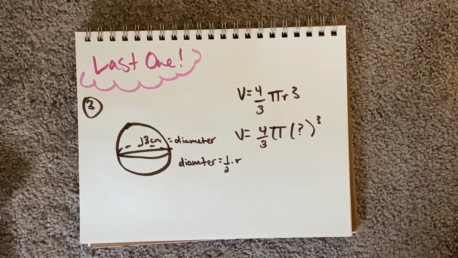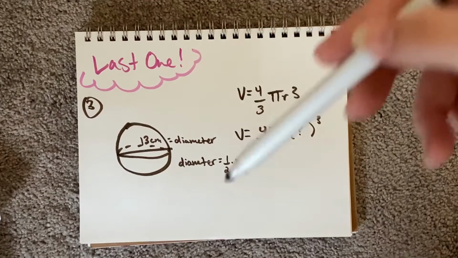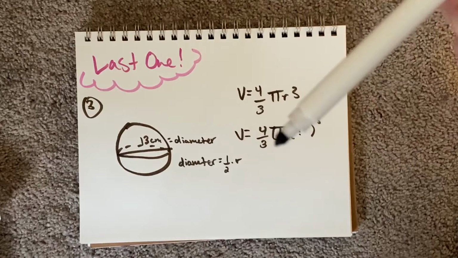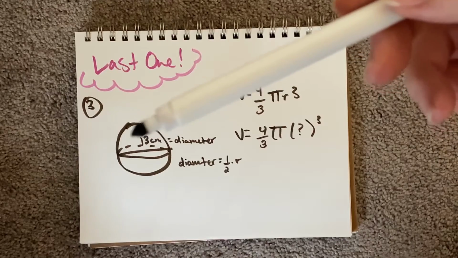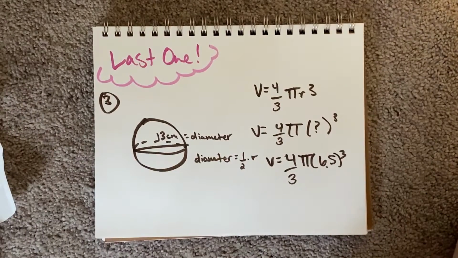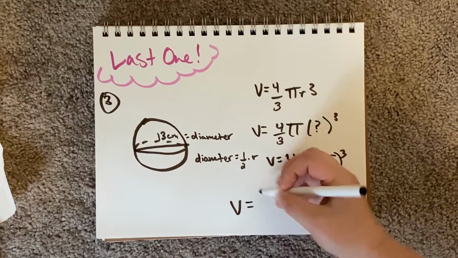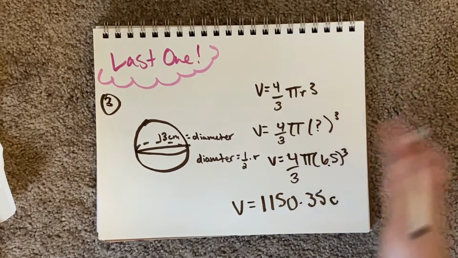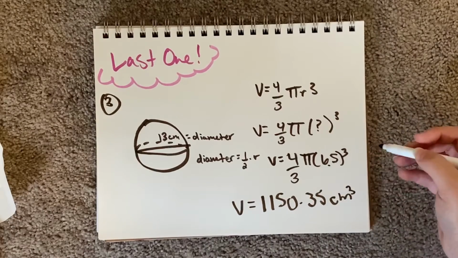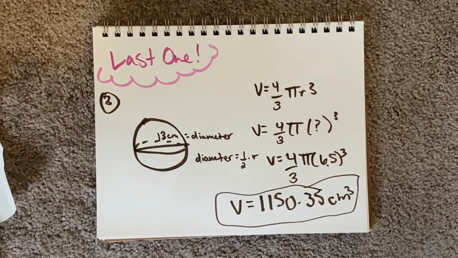Let's do another sphere. For this equation, I actually have a sphere with a diameter of 13 centimeters. Now you have to remember that the radius is actually half of the diameter. So for this equation, our radius would actually be 6.5. So if you do the math for this, it would turn out that our volume would be equal to 1,150.35, if you go ahead and estimate it, centimeters cubed. And that's the end of our short review of section 10.4. Let's go on to 10.5.